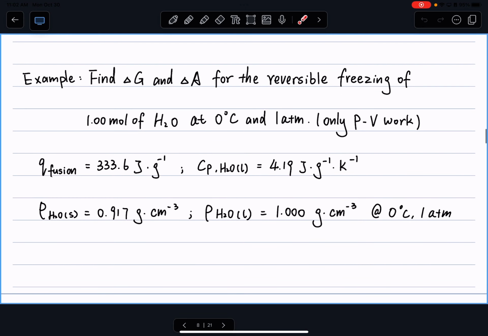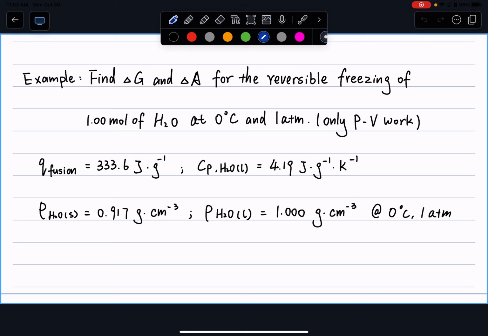This is one of the textbook examples that we have. I don't remember which one it is, but it's one of your textbook examples. Let's just work out how to calculate your delta G and delta A for a specific process. If you don't have your iPad, again, take a picture, because we'll be moving away from this problem.